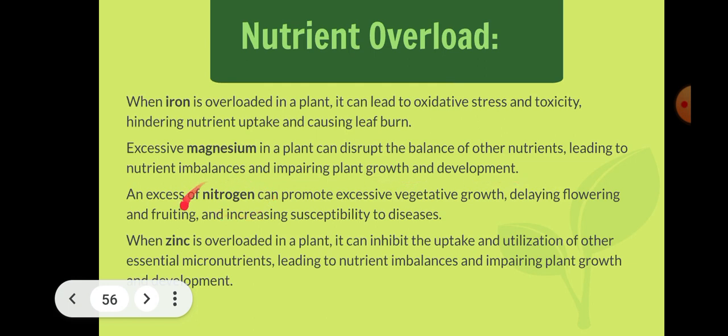In the case of nitrogen, it can promote excess vegetative growth and delay flowering and fruiting, and increase susceptibility to diseases and make it more prone to pathogens. In the case of zinc, when a plant is overloaded, it can inhibit or stop the uptake and utilization of other essential nutrients and can lead to nutrient imbalances and impair plant growth and development.